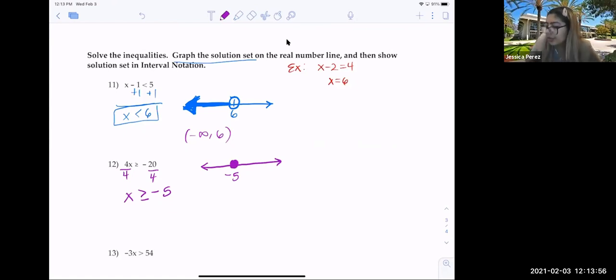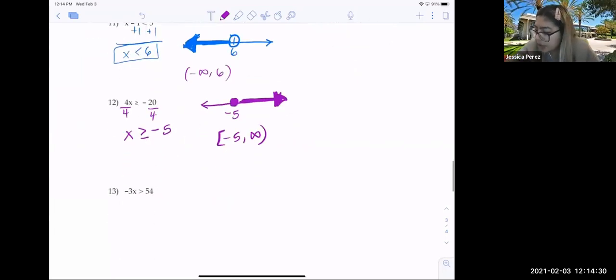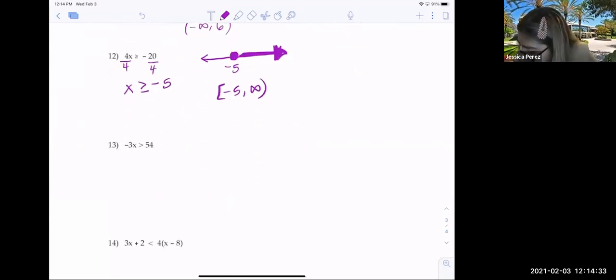So this is the graphical. My interval notation would be from negative 5 to infinity. Okay, so you should have these two answers provided on your worksheet. All right, let's scroll down. Number 13 is a little bit tricky because we need to establish some rules for inequalities. So before we do number 13, let me put a star.